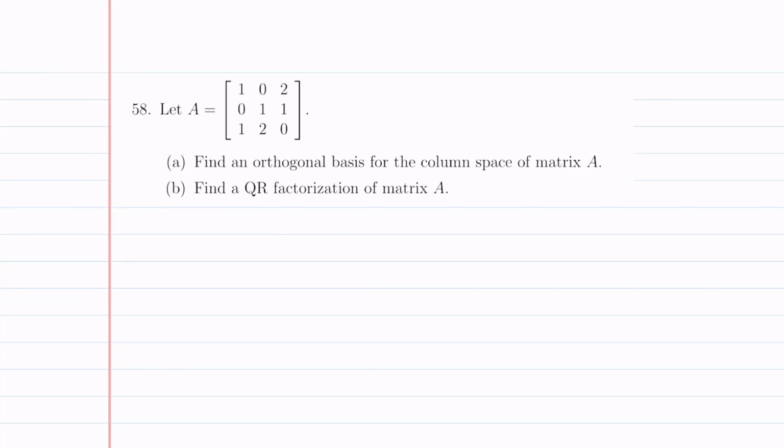In this problem, we're given a matrix A, and we're asked to find an orthogonal basis for the column space of matrix A. And then we're asked to find a QR factorization of matrix A. To find an orthogonal basis for the column space of matrix A, I'm going to begin by taking the columns of matrix A and assigning them to a vector.